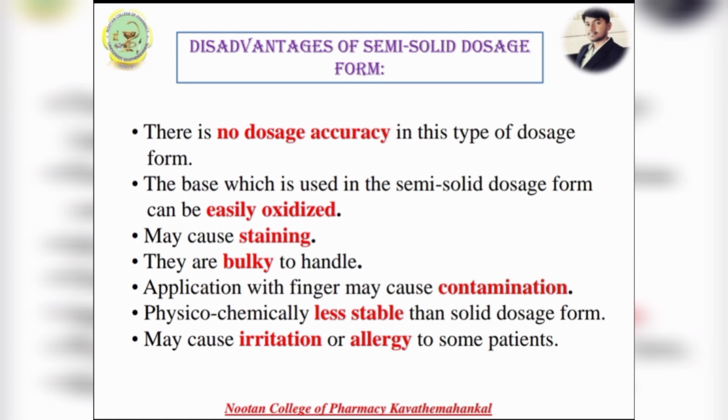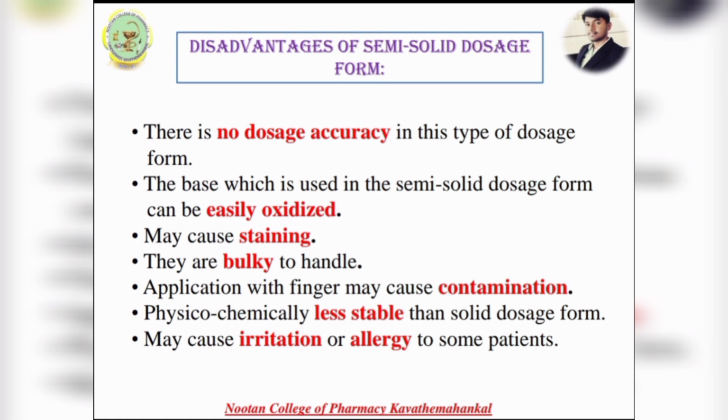The disadvantages of the semisolid dosage form: first, there is no dosage accuracy in this type of dosage form. The base which is used in semisolid dosage forms can be easily oxidized and may cause staining. They are bulky to handle. Application with the finger may cause contamination. They are physicochemically less stable than solid dosage forms, and may cause irritation or allergy in some patients. These are the disadvantages of the semisolid dosage form.